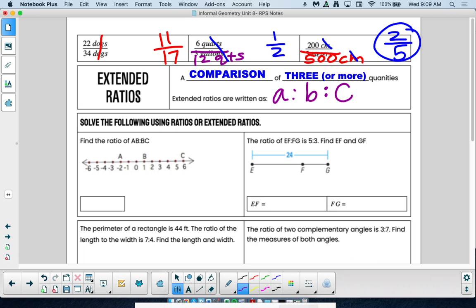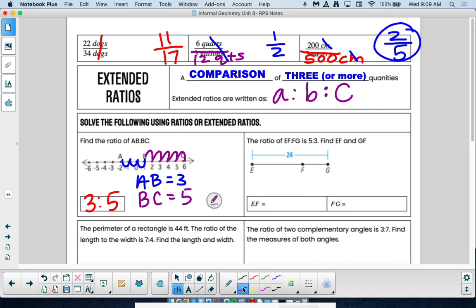Solve the following using ratios or extended ratios. Okay, here we go. This first one says we want the ratio of AB to BC. What does that mean? Well, this means I want the lengths of both of those segments. So if we look here, we have to figure out how far A to B is. So 1, 2, 3. So AB equals 3. Now let's figure out how far B to C is. 1, 2, 3, 4, 5. BC equals 5. So if I want the ratio of those two, I have to put AB first. So 3 to 5. There you go. You just had to count on that one.